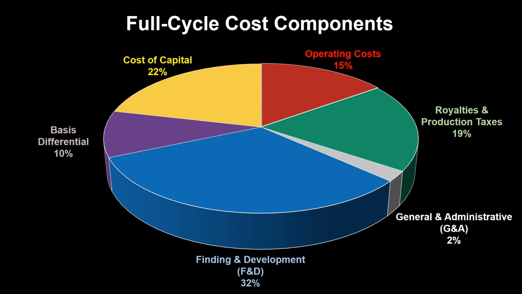And finally, number 6, the basis differential. This is simply the difference between the price at the point of sale, the producing basin, and the West Texas Intermediate, or WTI benchmark price, or market price. It's located at Cushing, Oklahoma, and this makes up the final 10%.